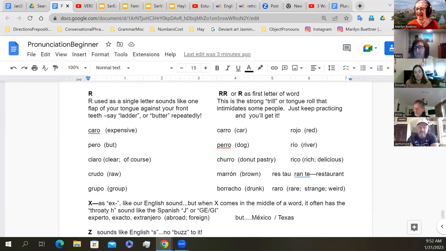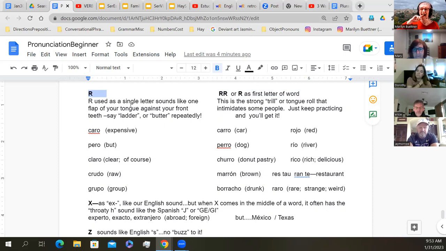And that happens if the R is the very first letter of a word, or if it appears as the double R, which used to be considered a separate letter. I'm not sure they officially mandate that now, but double R or R as the first letter of a word, we'll get the strong trill. The way they sound different is that R by itself is like what we use in ladder, butter, cutter, shutter. It's very similar to that sound.